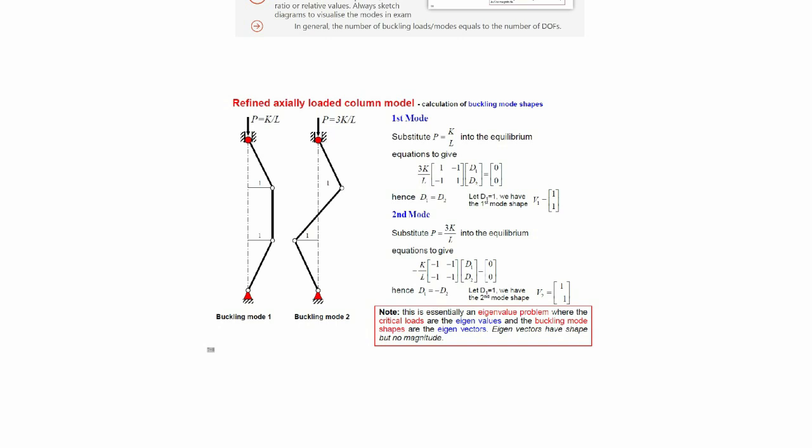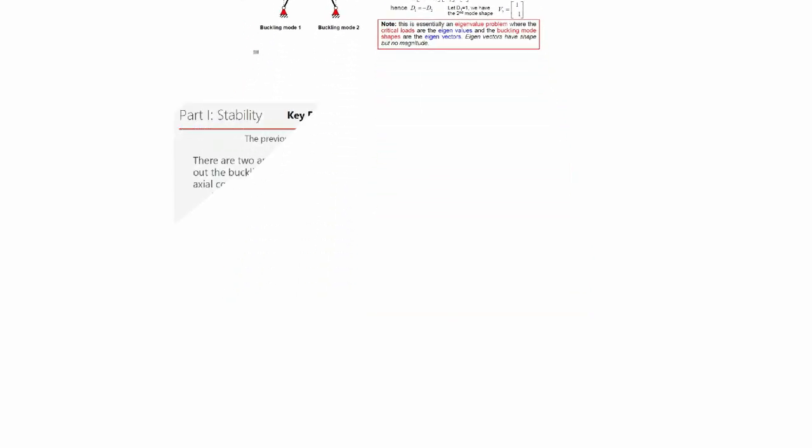A buckling mode shows how two displacements will relate to each other. The actual values are not important, but their ratio or relative values. Always sketch diagrams to visualize the modes in exams. In general, the number of buckling loads/modes equals the number of DOFs.